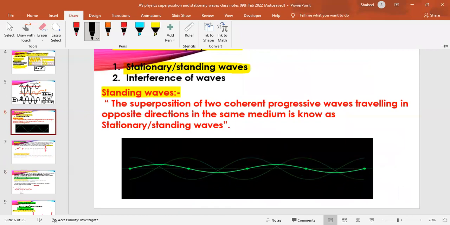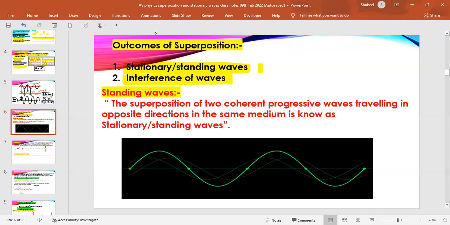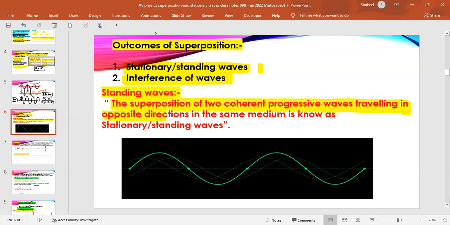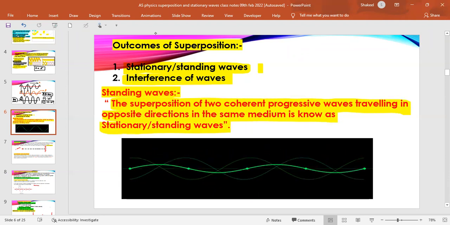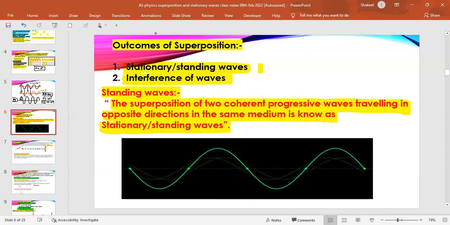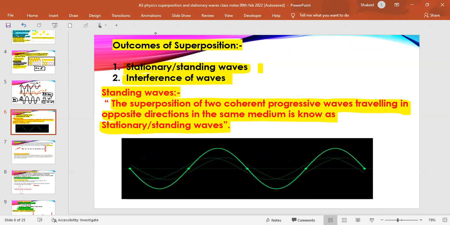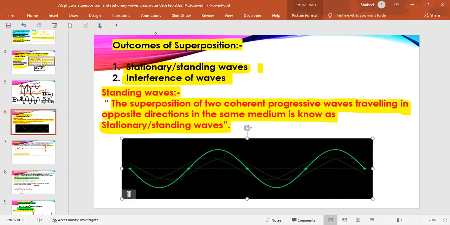So let's look upon the outcome of the superposition. One is the stationary wave and the other one is interference. So right now we have to study the stationary wave. And this is the definition: the superposition of two coherent progressive waves traveling in opposite directions in the same medium is known as stationary or standing waves. Like, two waves will be coherent, will be progressive and traveling in opposite direction. And when both the waves interact with each other, then they will form a standing wave. And the diagram below is exactly showing that.